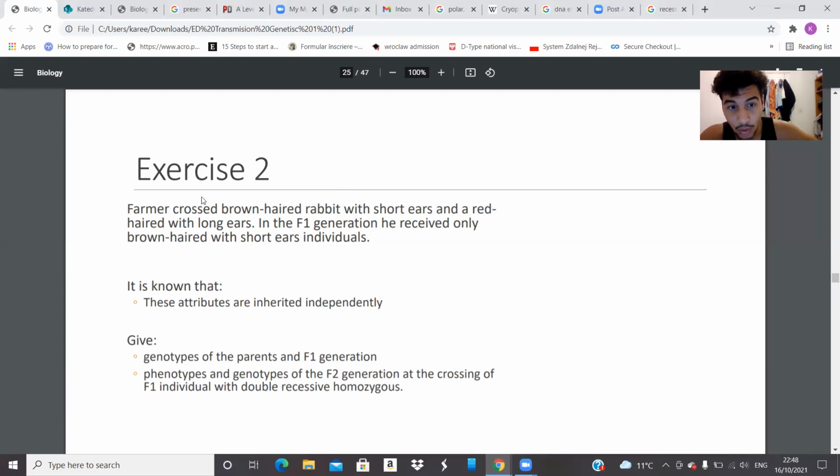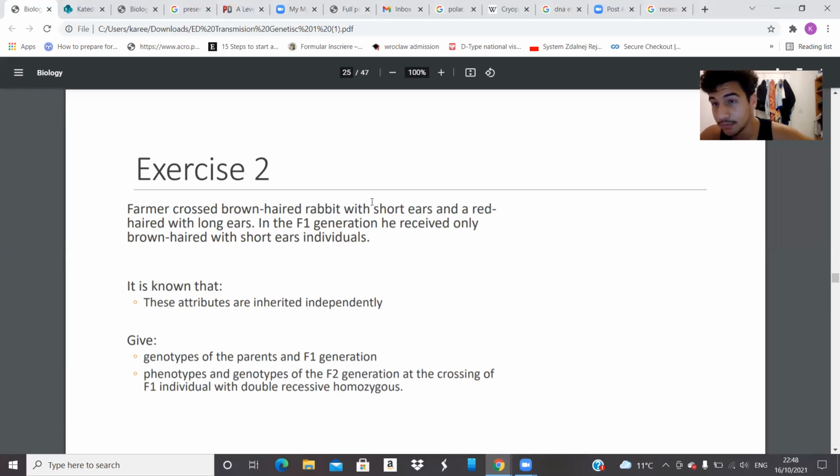So if the brown haired rabbit with short ears was heterozygous, then what you would see is you would get brown haired rabbits with short ears and red haired rabbits with long ears in the F1 generation. But it says that we only get one type, they all have the same genotype. And when does that happen? When they're heterozygous. And when do we produce heterozygous?